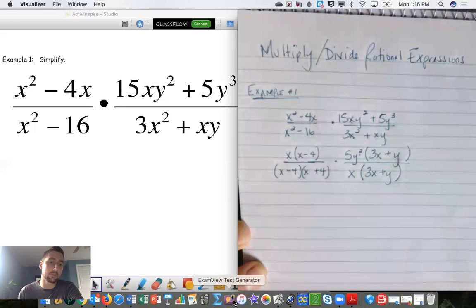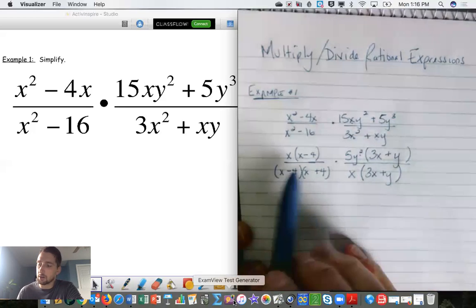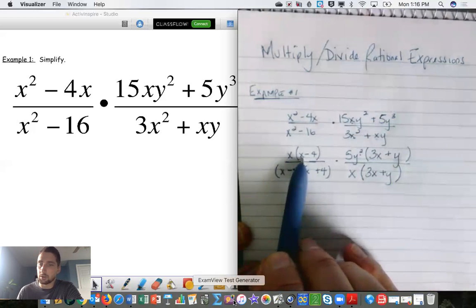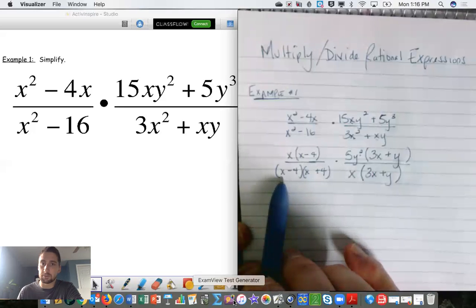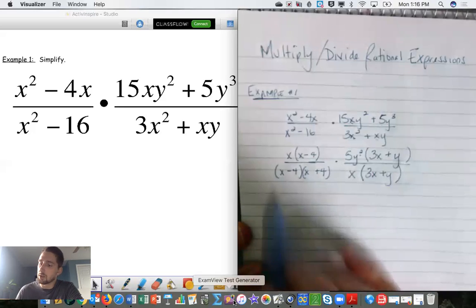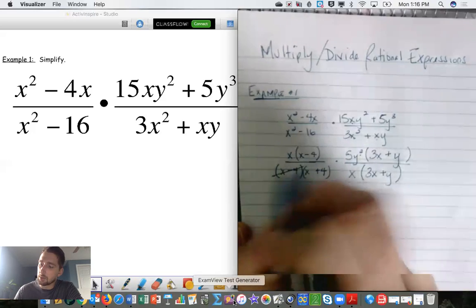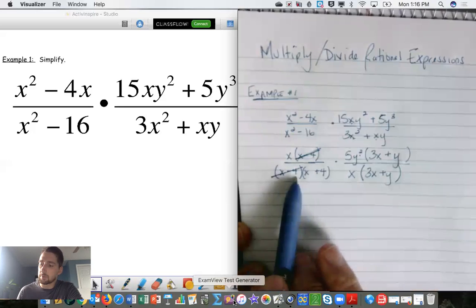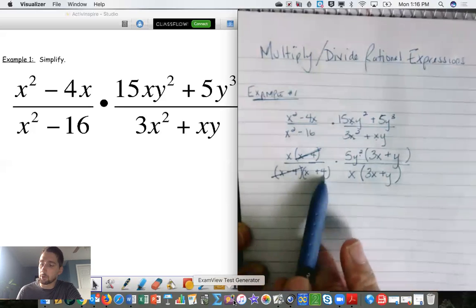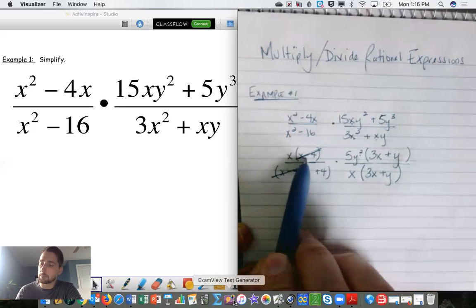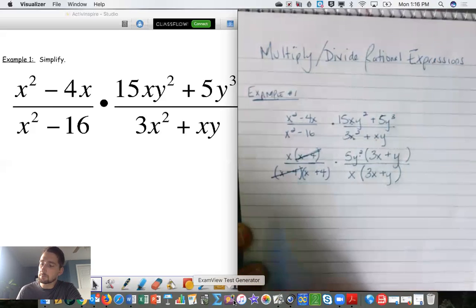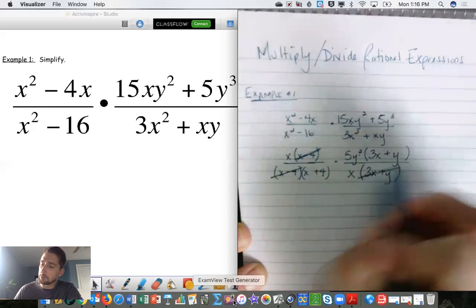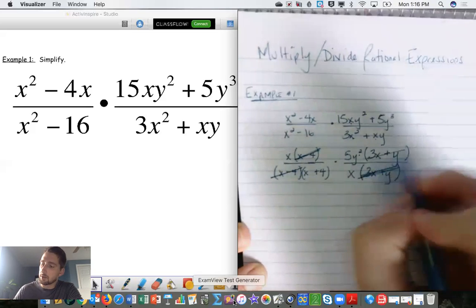Once we've factored our numerators and denominators, I'm going to look to cross off common factors. I cannot cross off this x here with this x individually. Those are terms. I can cross off the entire binomial, x minus 4 and x minus 4. X minus 4 is a factor because it is multiplying x plus 4. X minus 4 here is a factor because it's multiplying x. I can also cross off the binomial, 3x plus y and 3x plus y.